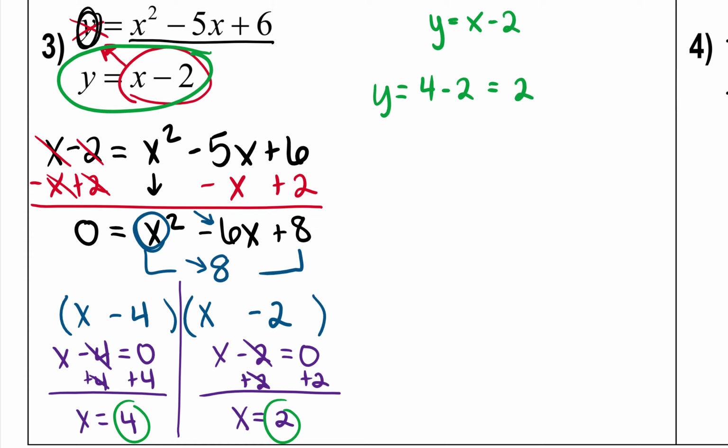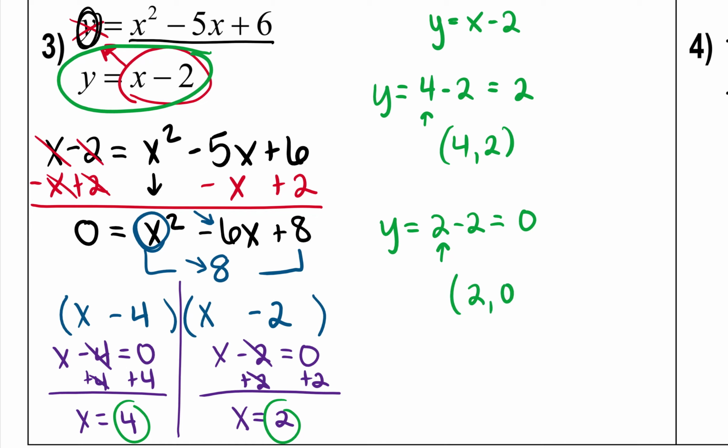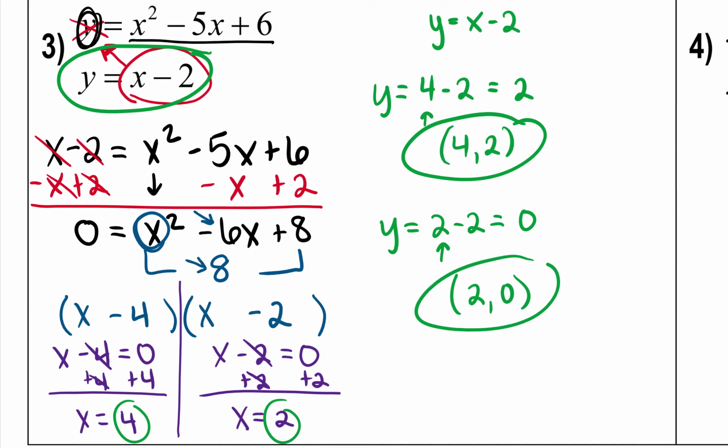So that answer, since this is x, I would have 4 comma 2. And for my second one, I would do y equals, and then I would use the second x as 2 minus 2. That gives me 0. And since this is x again, I would have 2 comma 0.